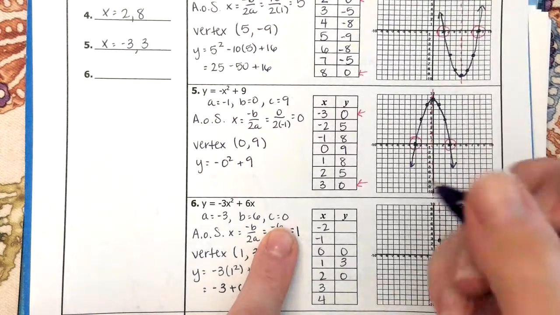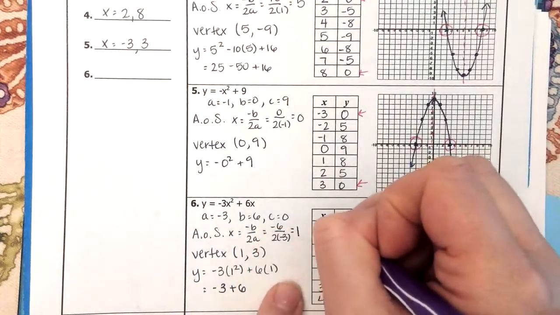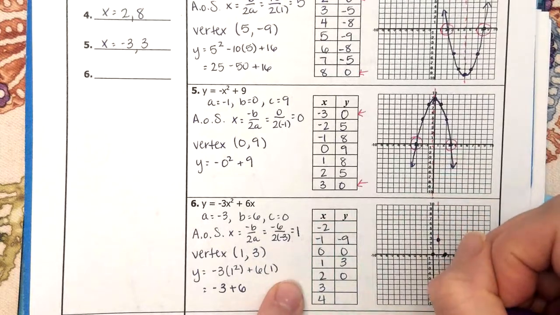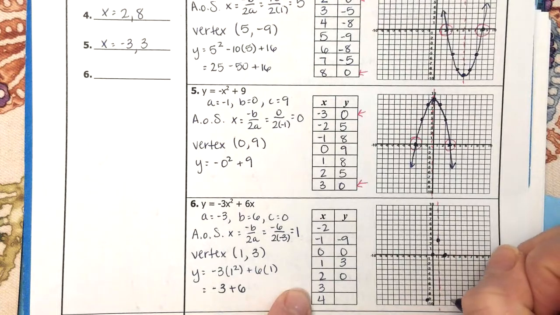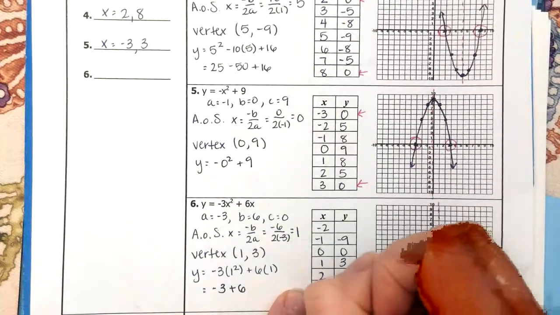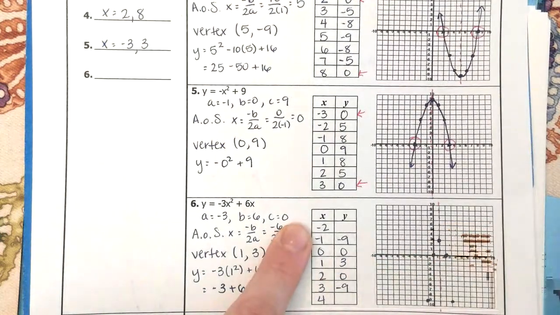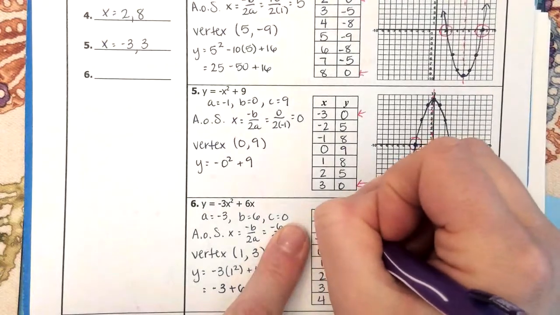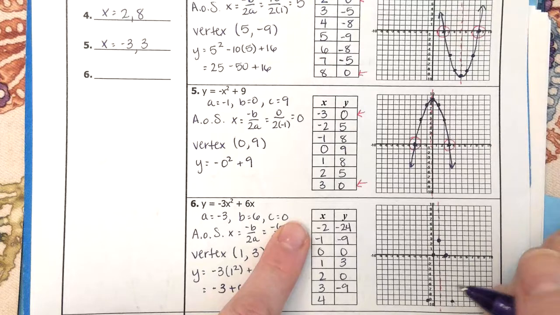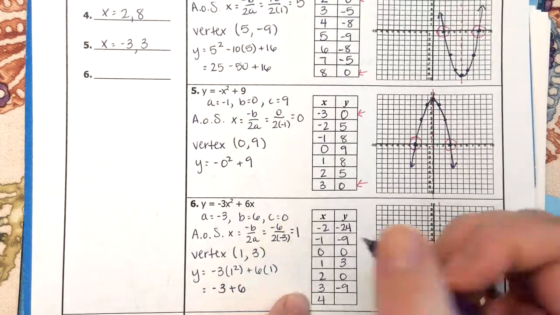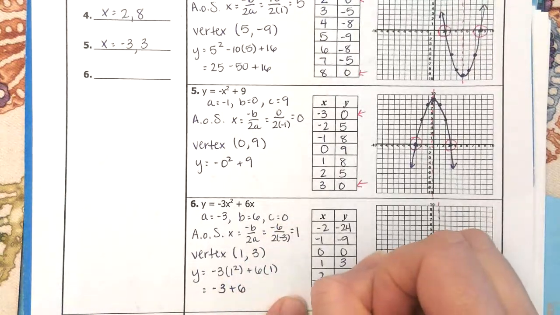When x is negative 1, y is negative 9. Which means when x is 3, y is also negative 9. When x is negative 2, y is negative 24. That goes off the graph, so we're not going to graph it. And then that also means that when x is 4, y is also negative 24.